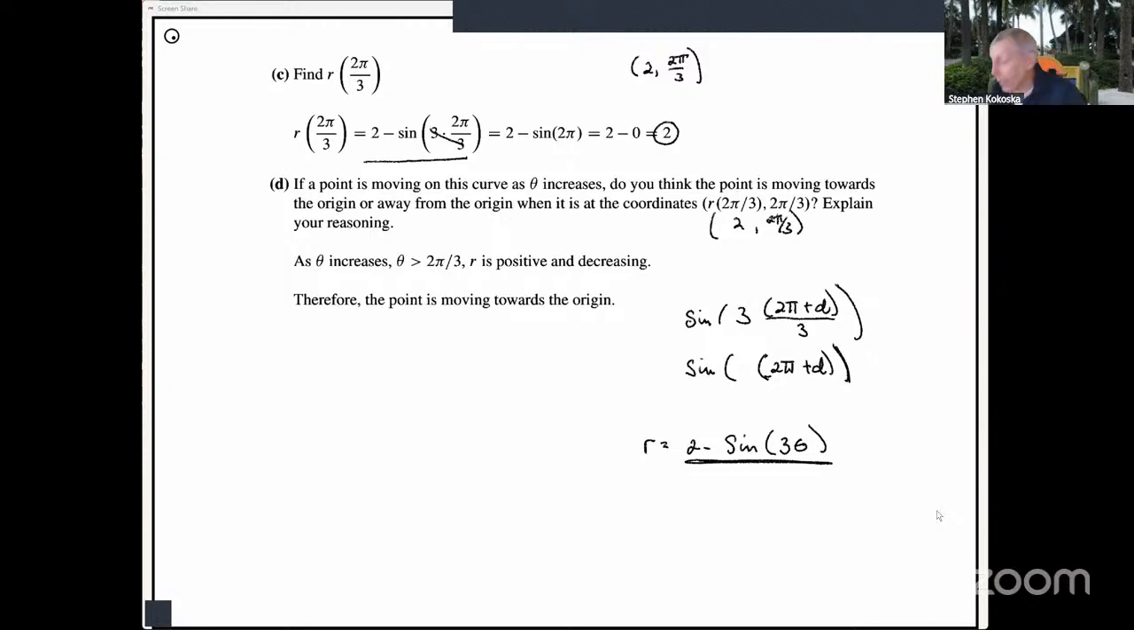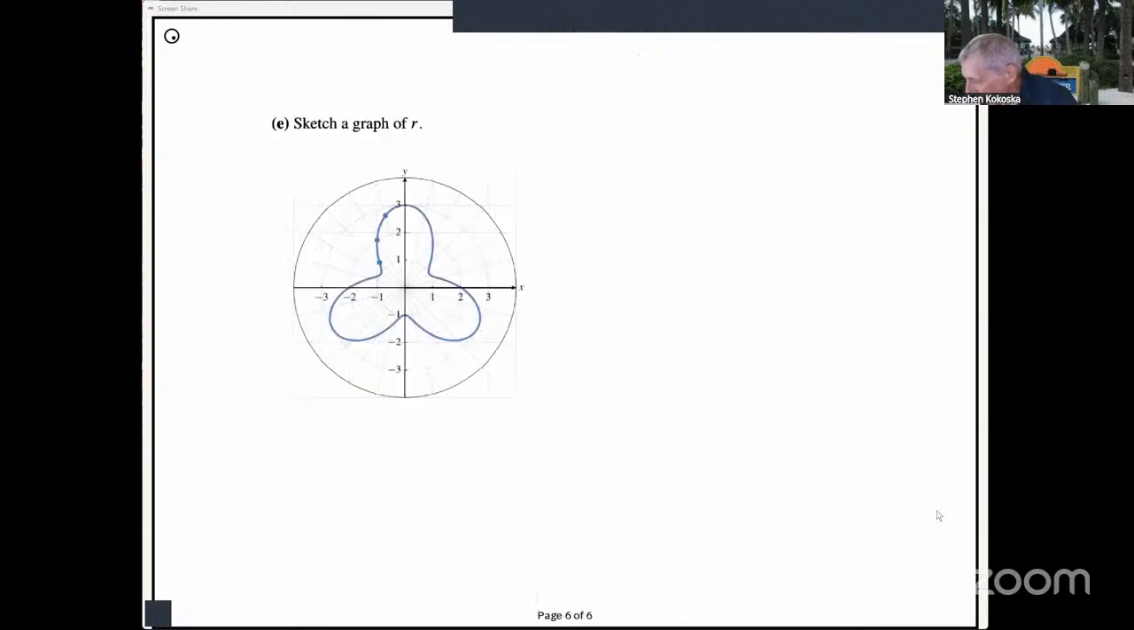Now, there's probably a nice way to look at this on a graph. There's the graph that I produced here. I've got a couple of points on there that I think correspond to 7 pi over 12, 2 pi over 3, and 3 pi over 4. How about that? This isn't really a 3-leafed rose or a 3-leaf clover or anything, but there's still some symmetry here in this polar graph.